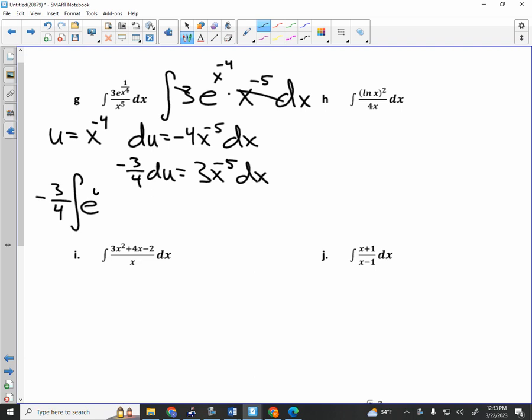E to the u. And the antiderivative of e to the u is? E to the u. So I get negative 3 over 4 e to the, and this is x to the negative 4, or 1 over x to the 4th, plus a constant.